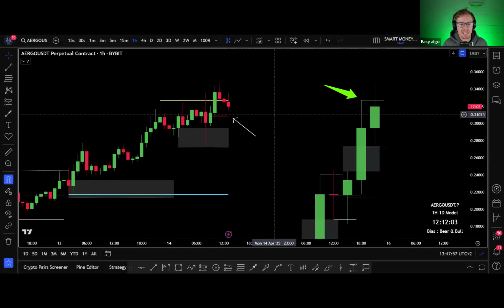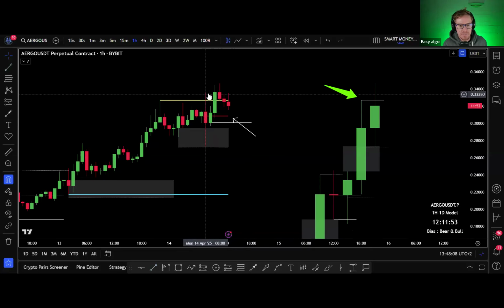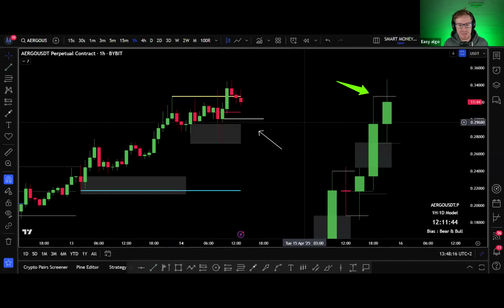Sometimes the CISD level in this scenario is actually not in the right position. It should be a little bit lower down, but there was so much manipulation on this token. You can see we've got this massive wick to the upside and this wick to the outside, which obviously confused the algorithm of the indicator. But that is why it's also good for you guys to go through the training, because you will know exactly where the CISD lines will be positioned.